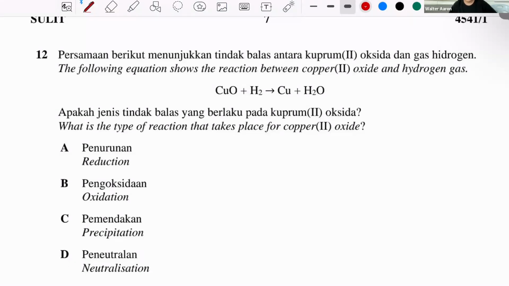Okay. So we see closely, it's asking you what is the type of reaction that takes place for copper 2 oxide. So copper 2 oxide losing its oxygen, forming just pure copper alone, will technically undergo a reduction process. And the fact that it loses its oxygen, and reduces its oxidation number, those 2 points alone can prove that copper oxide undergoes a reduction process. While hydrogen itself gains the oxygen, so we'll say that hydrogen technically undergoes an oxidation process. So therefore, the answer for 12 is A.